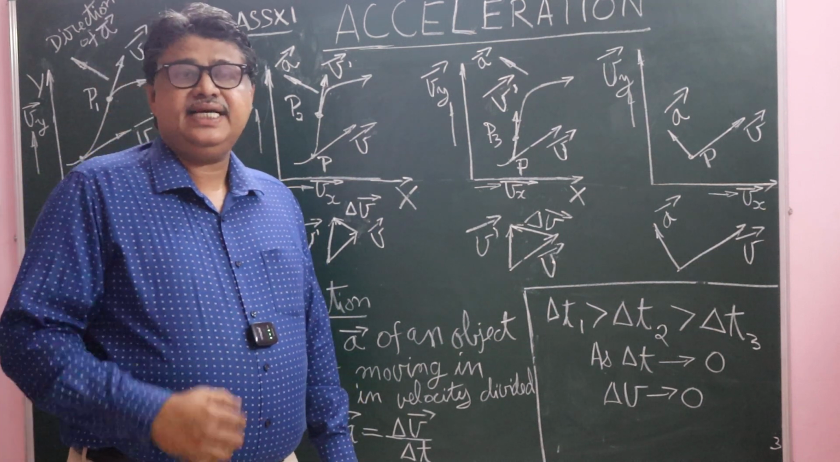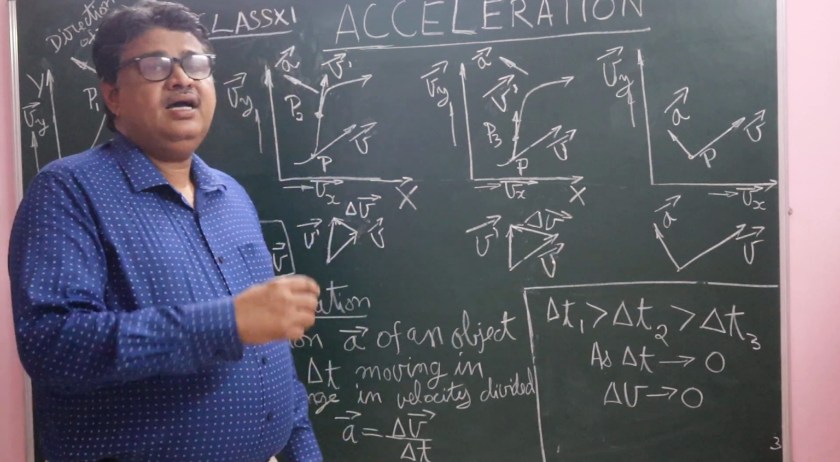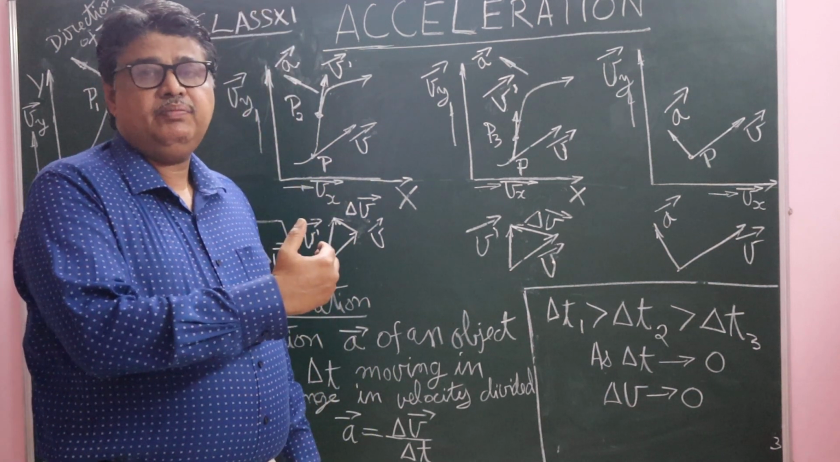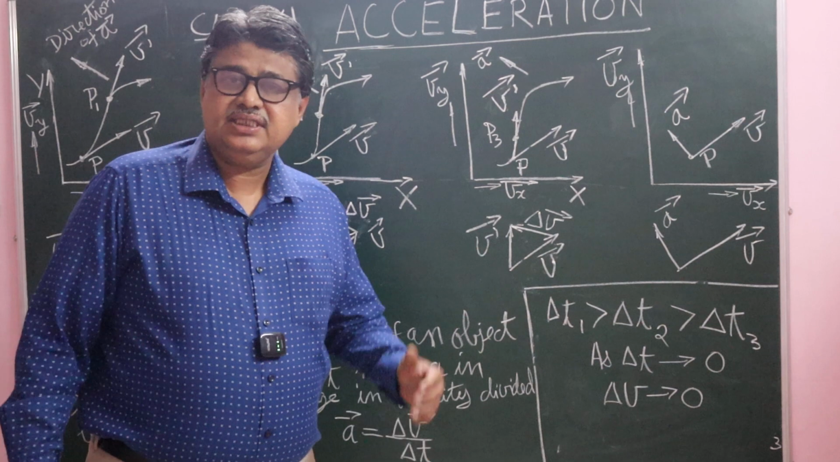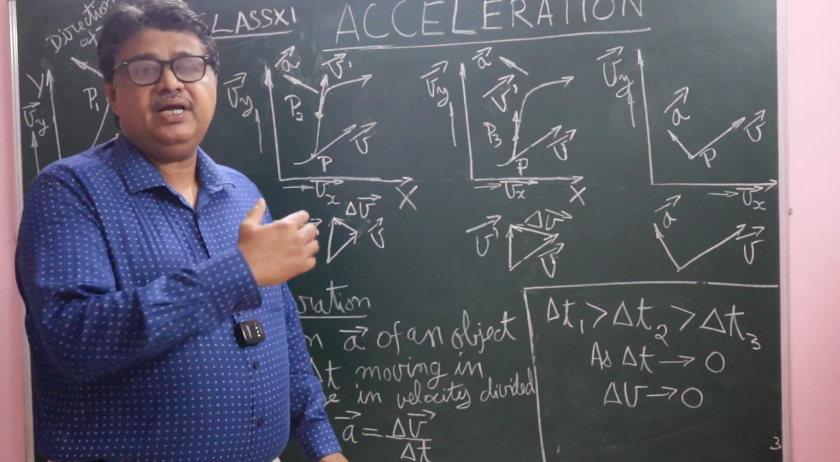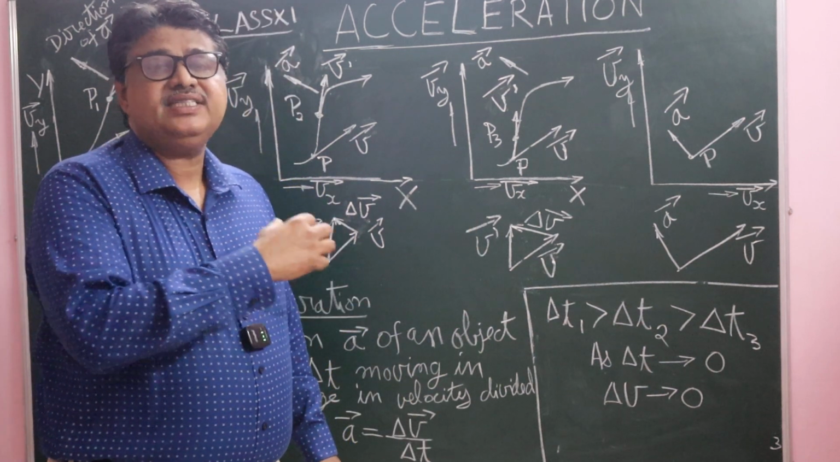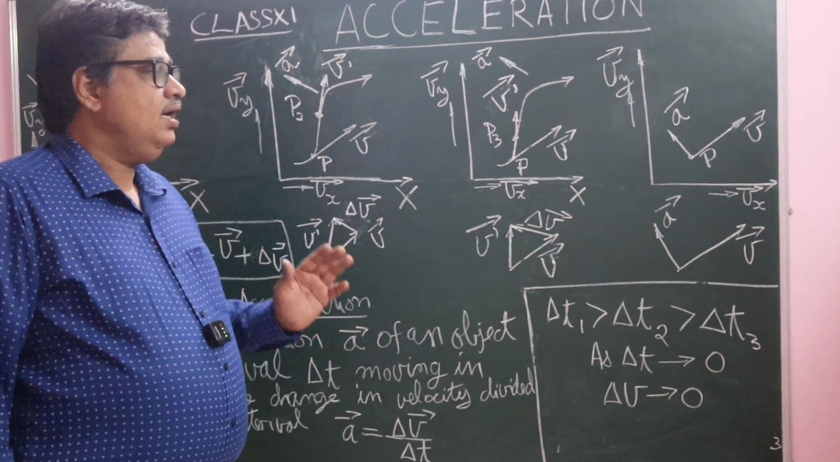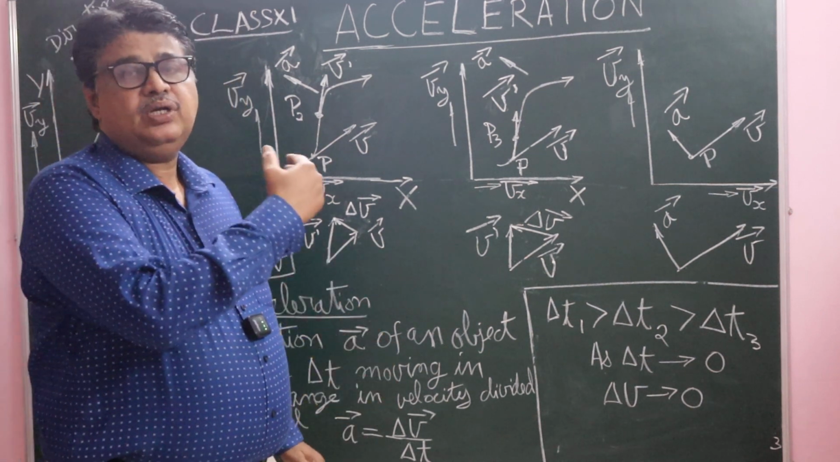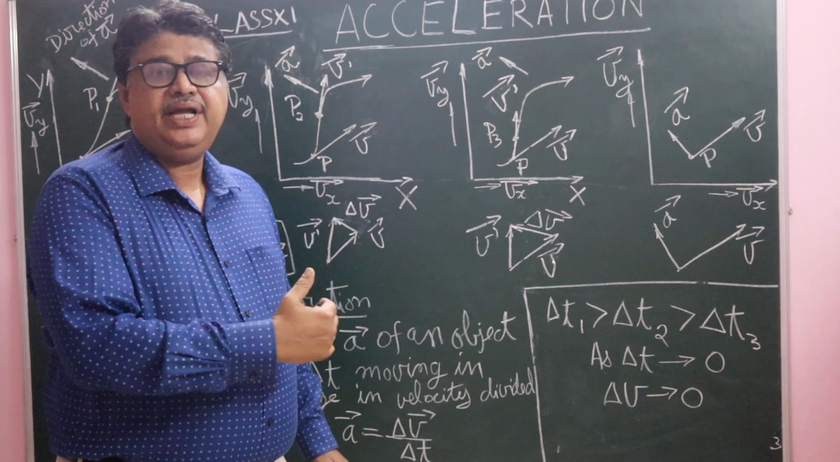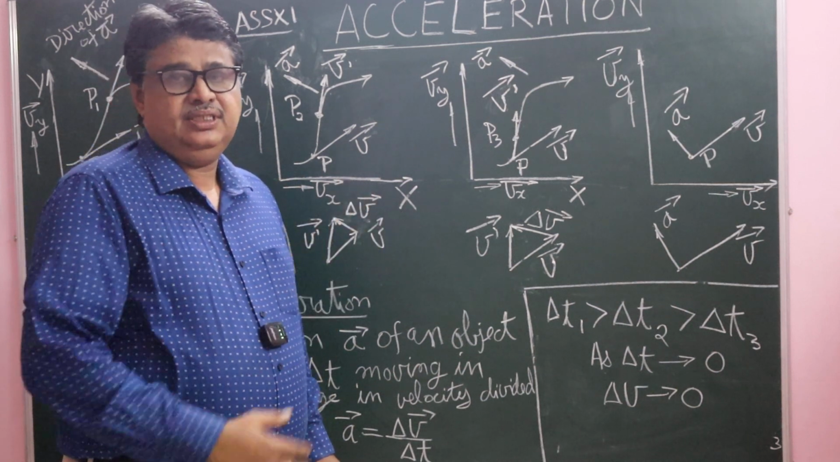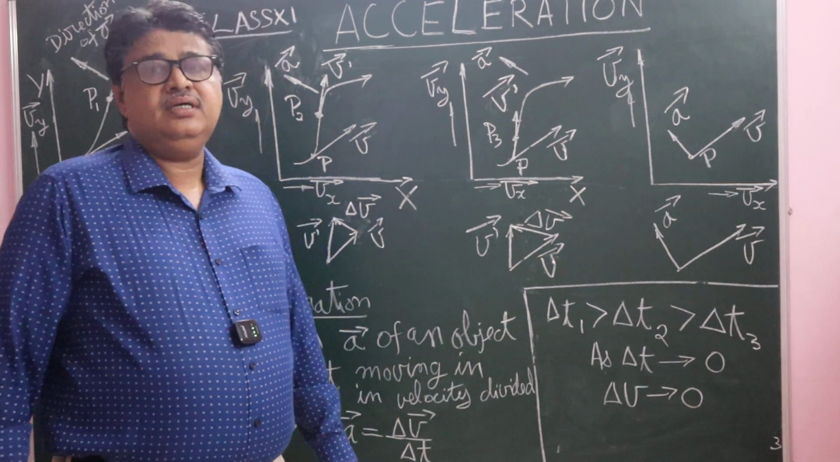So here in this case the acceleration is final velocity 100 km per hour minus initial velocity 60 km per hour divided by time 5 seconds. Therefore acceleration is change in velocity divided by time taken for the change. This is called acceleration. Right.